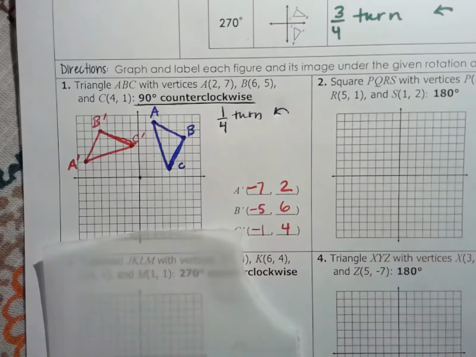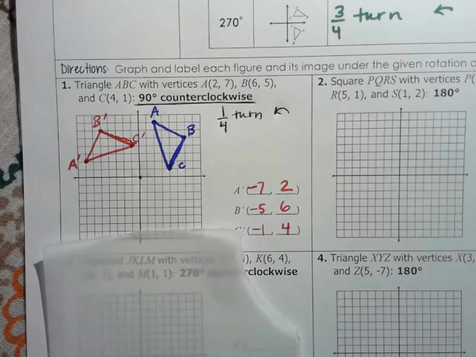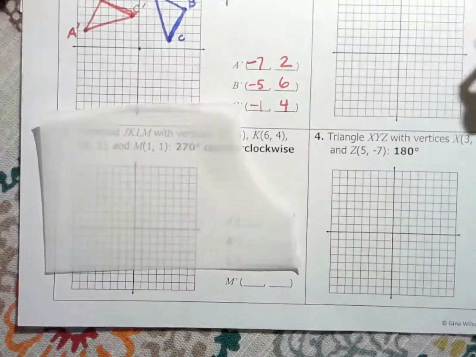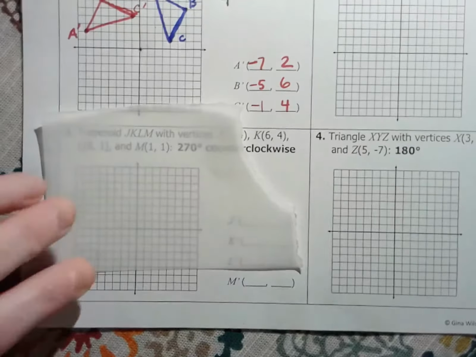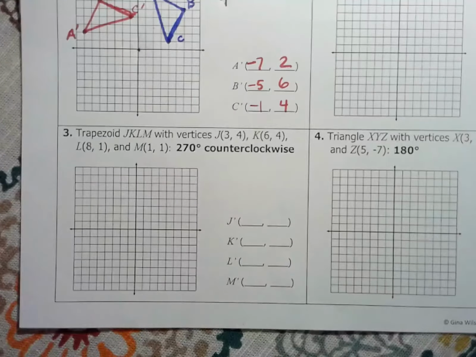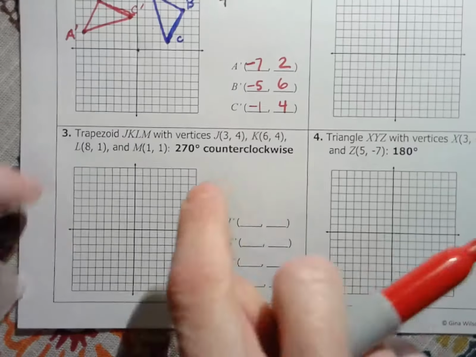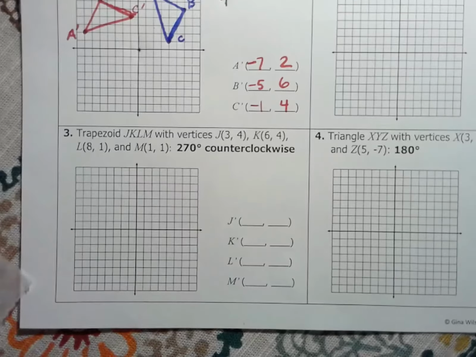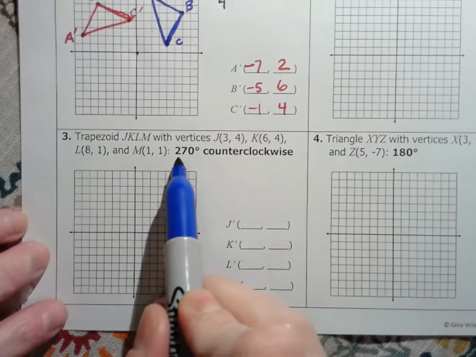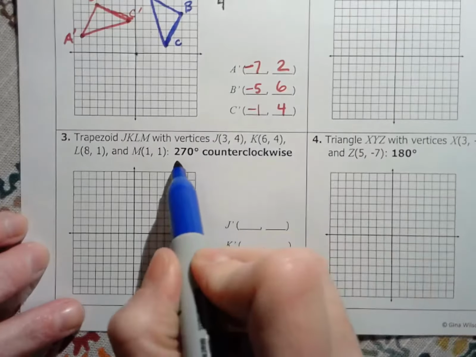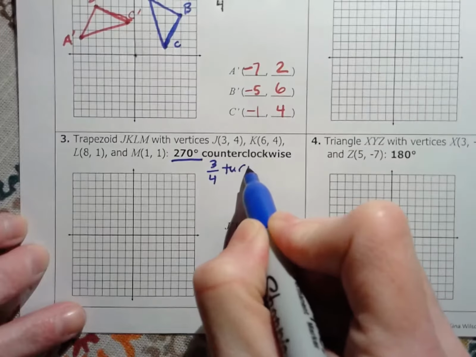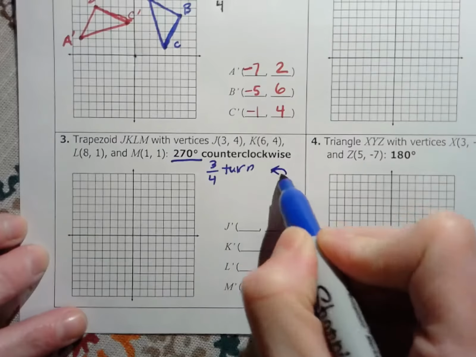I'm going to rip my tracing paper because we're not going to use one full sheet for each problem. We're going to break this sheet up. I don't want to be wasteful. Okay, so number 3, trapezoid JKLM, 270 degrees counterclockwise. So 270 degrees is going to be 3/4 of a turn. Counterclockwise is to the left.